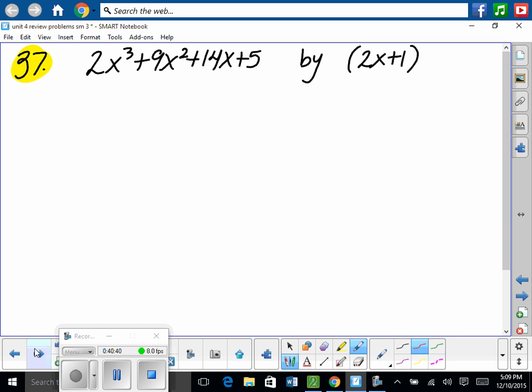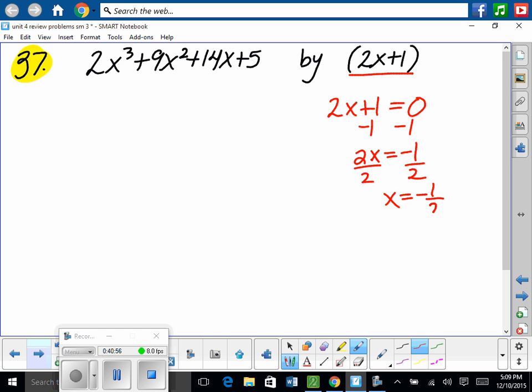Now with synthetic division, you need the root. So if this is the factor, then we could find the root by saying, okay, if that's the root, then we can set it equal to 0, subtract 1. So 2x is equal to -1, divide by 2. So x is equal to -1/2. So now we can use that root to divide. So we're going to use that root to do synthetic division. That's one way, or you could do long division. If you want to remember how to do long division, then you should watch the video on long division, because I always choose synthetic division.